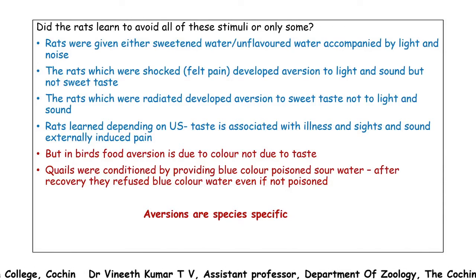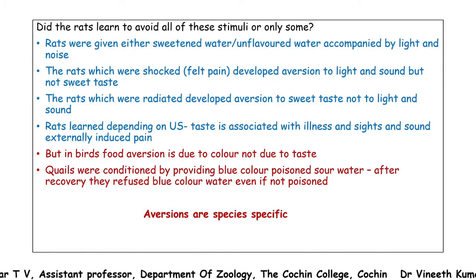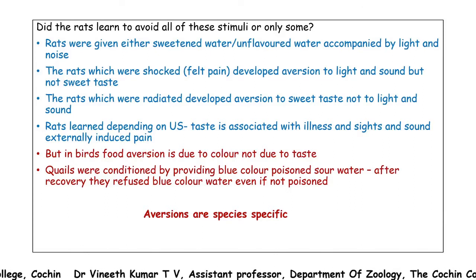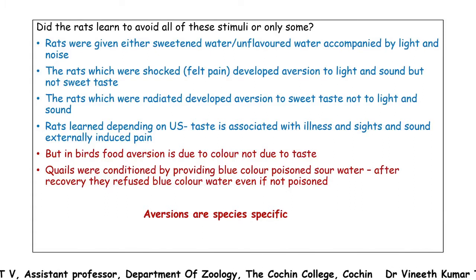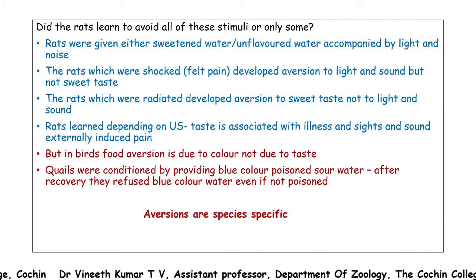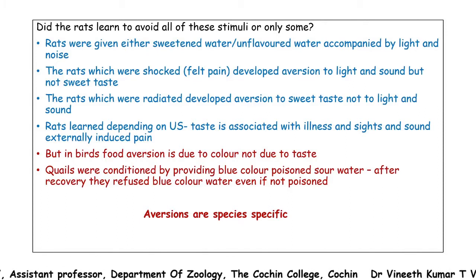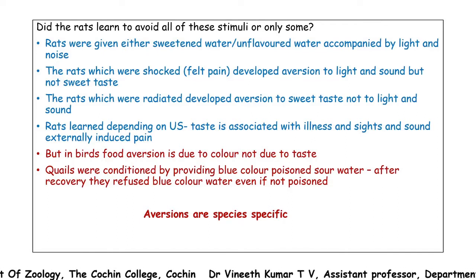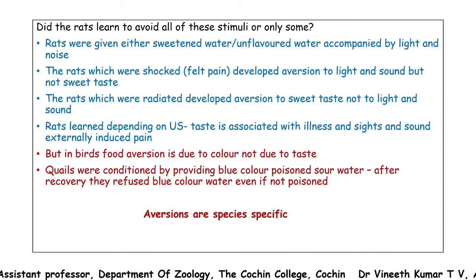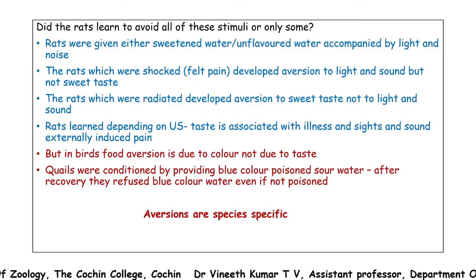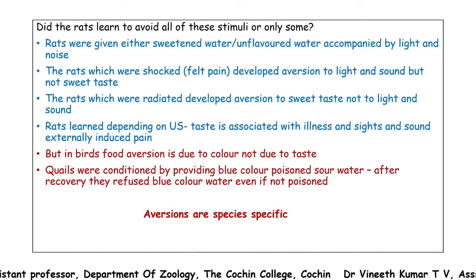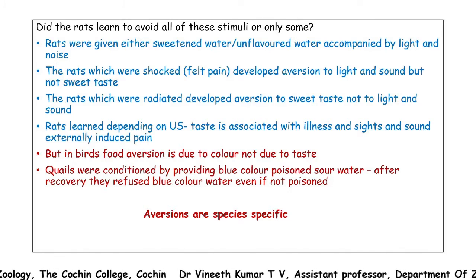So to find this out, rats were given either sweetened water or unflavored water accompanied by light and noise. The rats which were shocked felt the pain and developed an aversion to light and sound, but not to the sweetened taste. The rats which were irradiated developed an aversion to the sweet taste, not to the light and sound. So here is the difference.